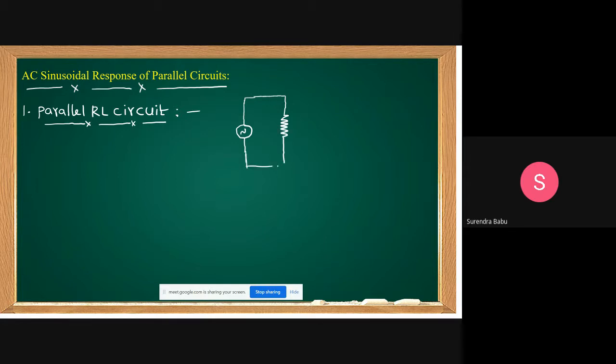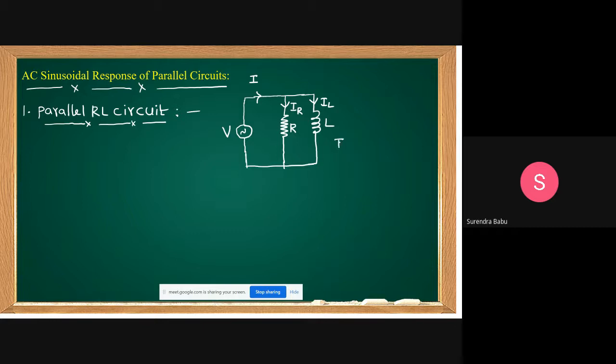All of you draw this RL circuit. This current is I. Let this be IR and this be IL. This is R, this is L. This is V. Yes, students. This is the RL circuit.